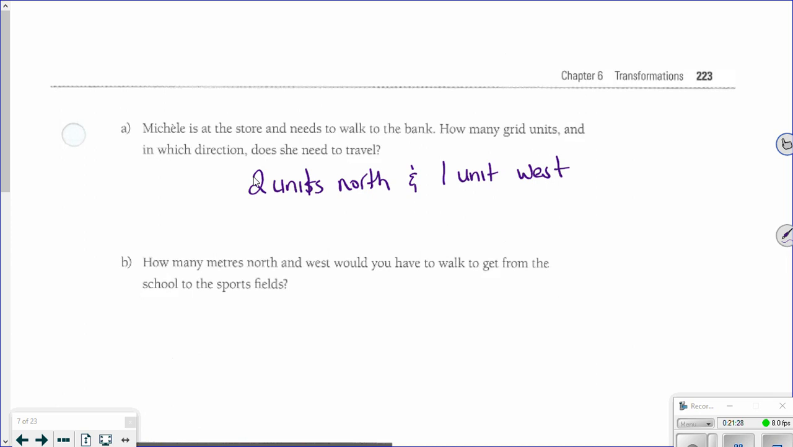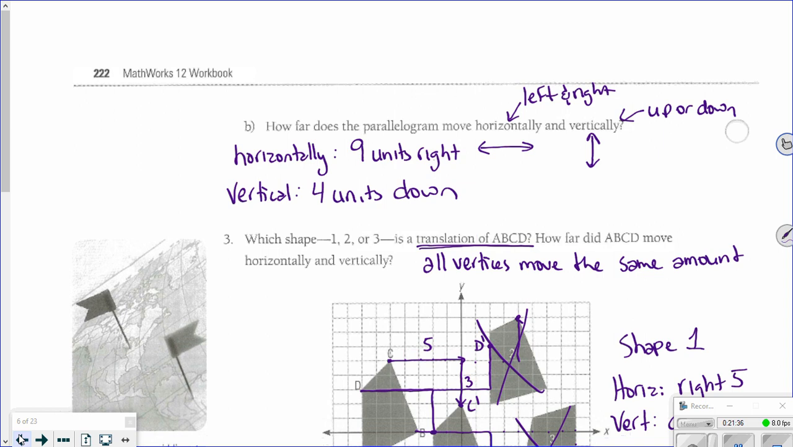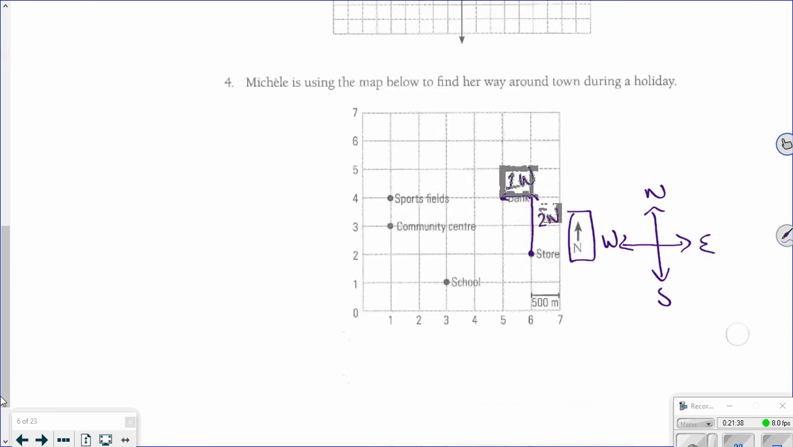The next one says, how many meters north and west would you have to walk to get from the school to the sports fields? So if we go back to the map, we're starting at the school. I want to get to the sports fields. So from the school, sports fields are up here. We need to go 2 units this way, and that direction is our west direction. And then we have to go 1, 2, 3 up, which is our north direction. It's not actually asking us how many units in this question, though. It wants to know how many meters.